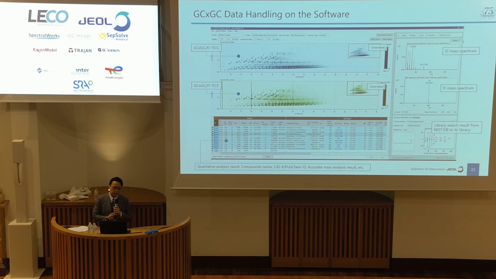And this is our software graphic user interface. You can see GCxGC-EI data here and GCxGC-FI data here. We can also see the mass spectrum in the software, of course, and we can get structure information from the NIST database or our AI library. This list has all the information, such as the compound name, CAS number, PubChem CID, and also accurate mass analysis results, all in the table.